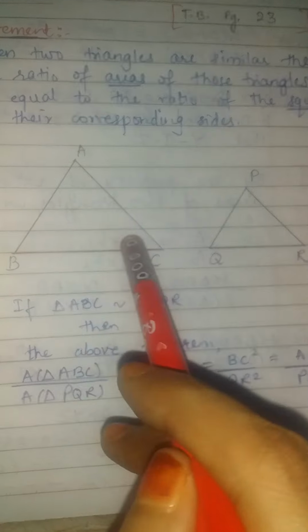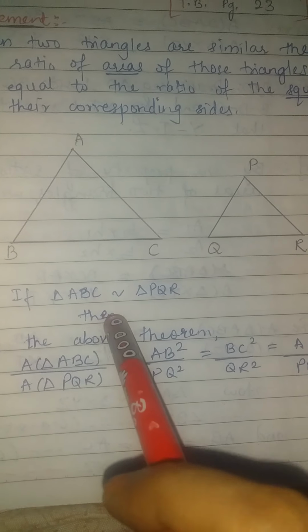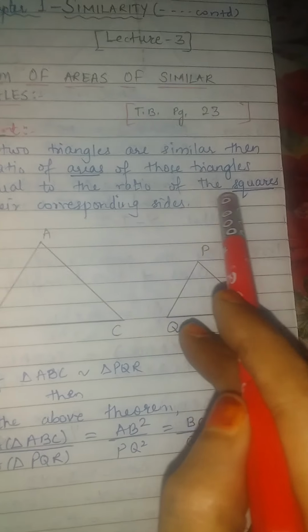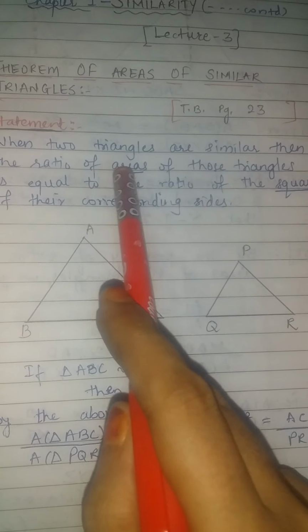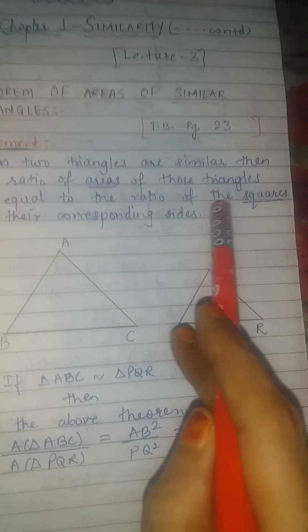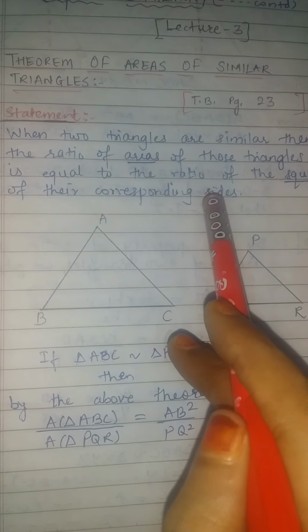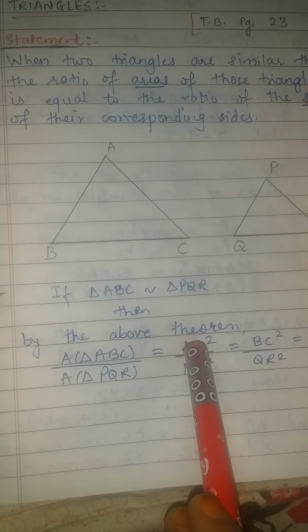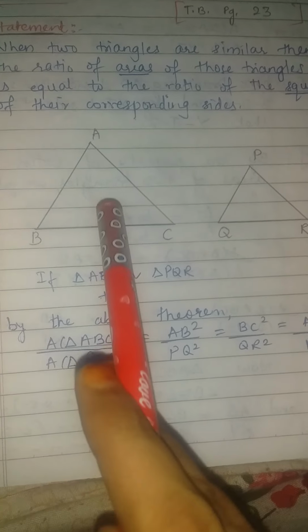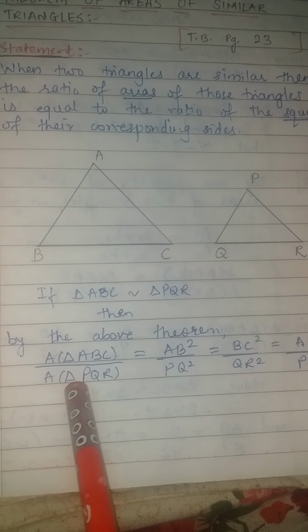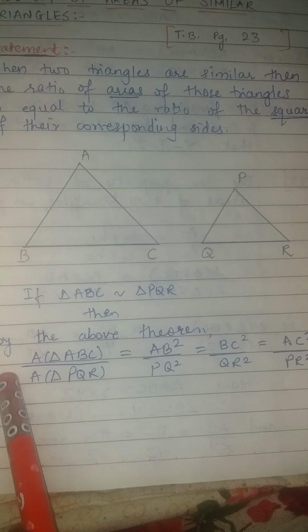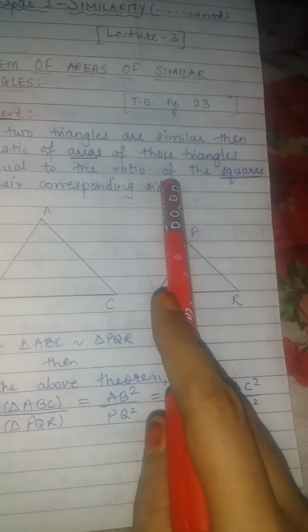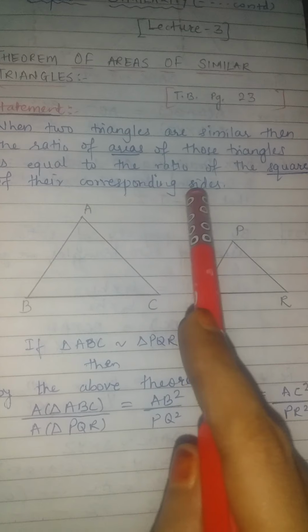So, if triangle ABC is similar to triangle PQR, then by the statement of the theorem, the ratio of areas of those triangles will be equal to the ratio of the squares of their corresponding sides. So let us take the ratio of the areas of the two triangles. Then by the above theorem, what do we get? We get that area of triangle ABC upon area of triangle PQR, that means the ratio of the areas of two triangles, is equal to the ratio of the squares of their corresponding sides.